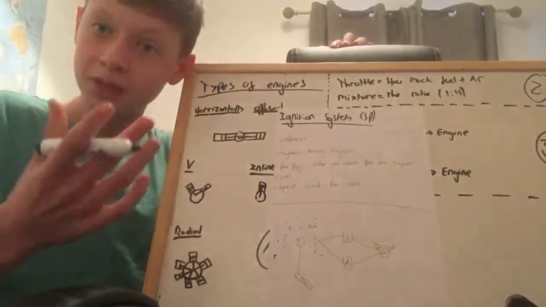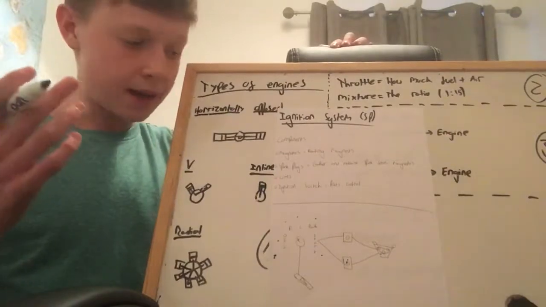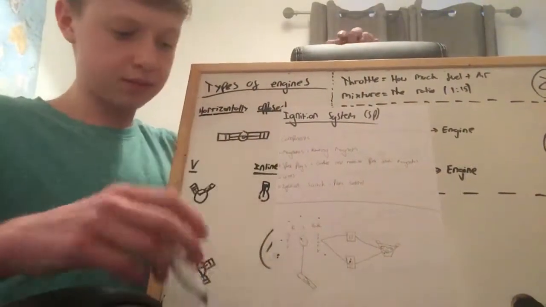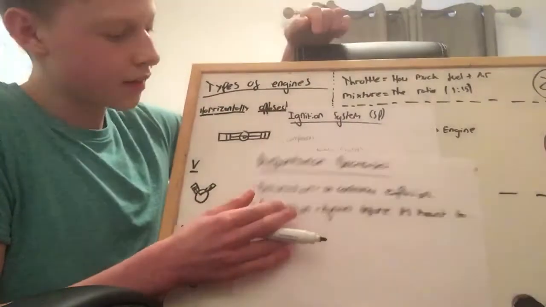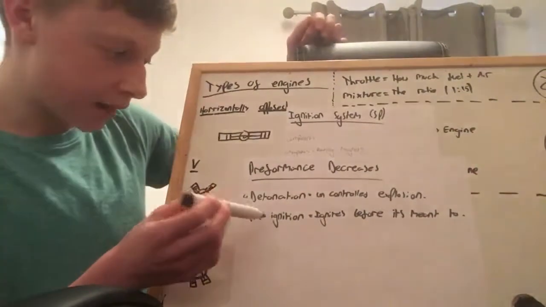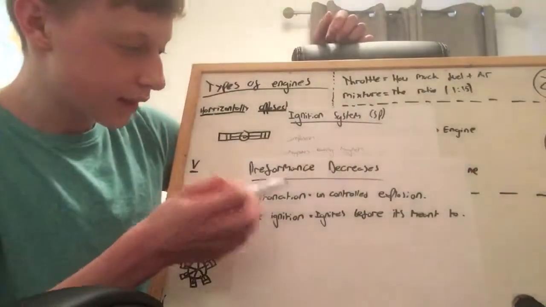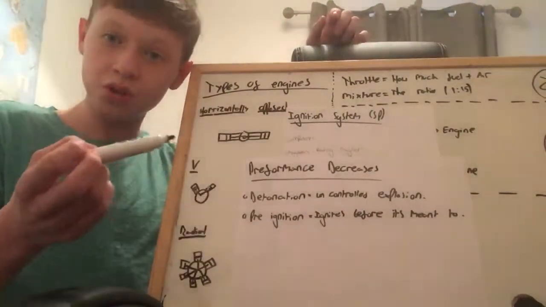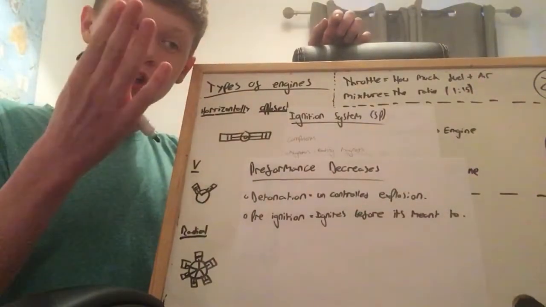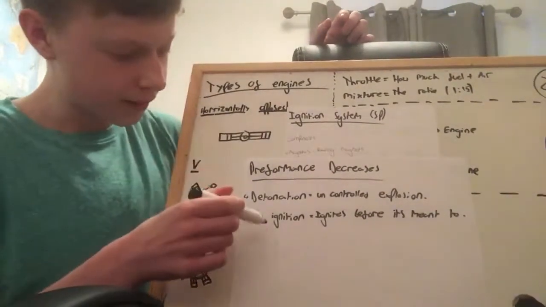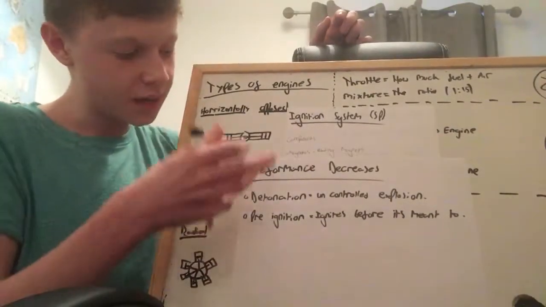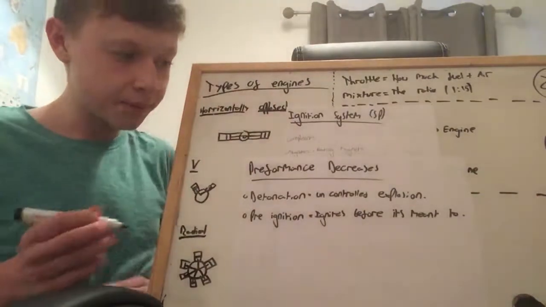However, this is where performance decreases do go wrong, and performance decreases very, very quickly. Detonation decreases the performance, and pre-ignition decreases it. Now detonation is an uncontrolled explosion. This is normally caused by a steep climb, undercooling and stuff like that, and pre-ignition is caused by hot carbon deposits that force the fuel to be ignited.